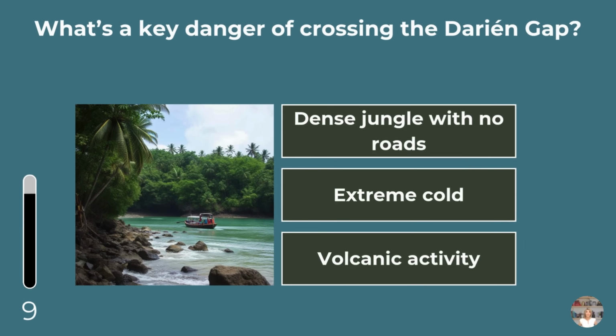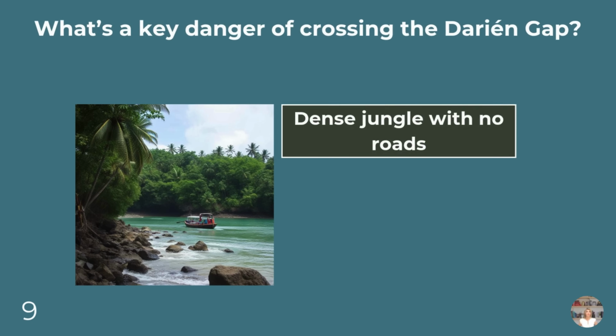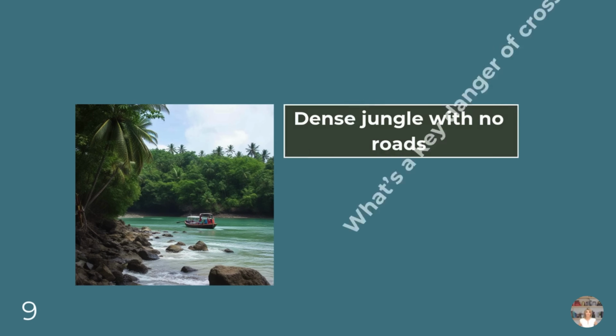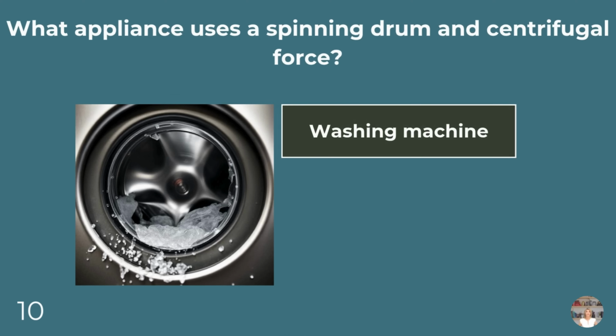What's a key danger of crossing the Darien Gap? Dense jungle with no roads, extreme cold, or volcanic activity? Dense jungle with no roads. What appliance uses a spinning drum and centrifugal force? Washing machine, microwave, or toaster? Washing machine.